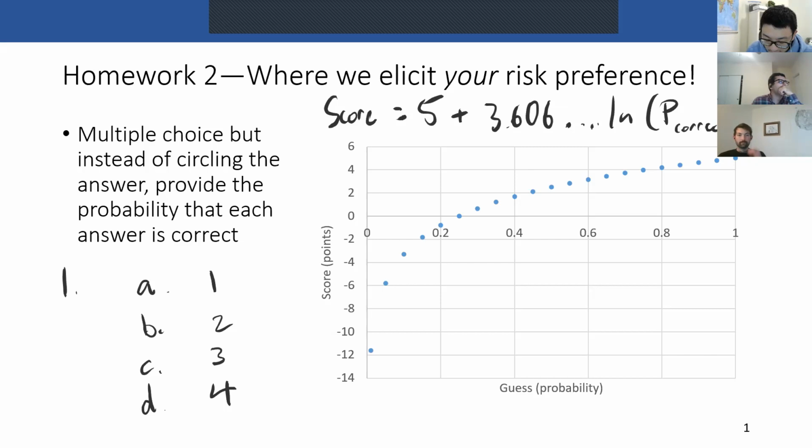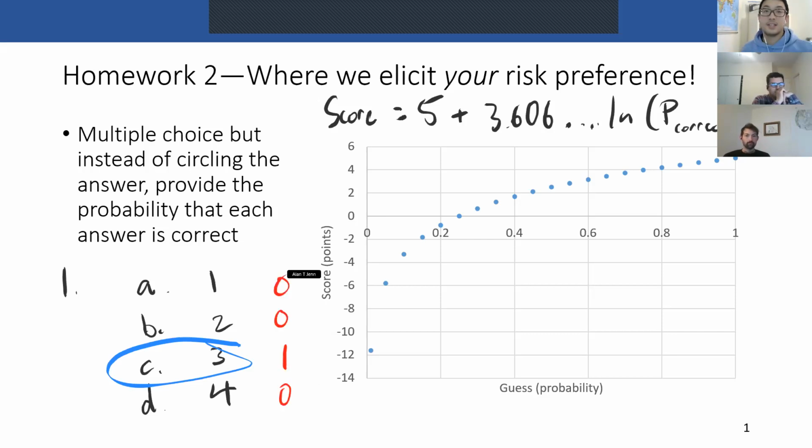So let's suppose the correct answer is C, 3, and you assign a value of 1 to 3 and 0 to the other ones. In this case, you will receive the full 5 points because you got the correct answer. So that's the most that you can get in a particular problem.